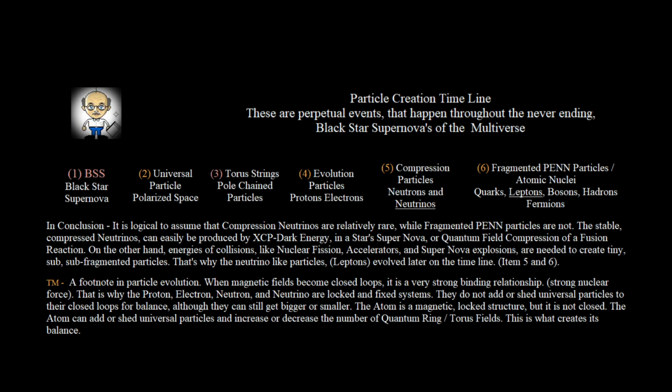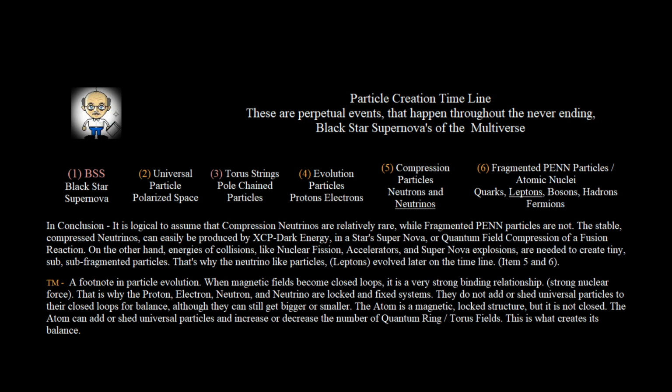In conclusion, it is logical to assume that compression neutrinos are relatively rare, while fragmented pen particles are not. The stable, compressed neutrinos can easily be produced by XCP dark energy, in a star's supernova, or quantum field compression of a fusion reaction. On the other hand, energies of collisions, like nuclear fission, accelerators, and supernova explosions, are needed to create tiny, sub-fragmented particles. That's why the neutrino-like particles, leptons, evolved later on the timeline.